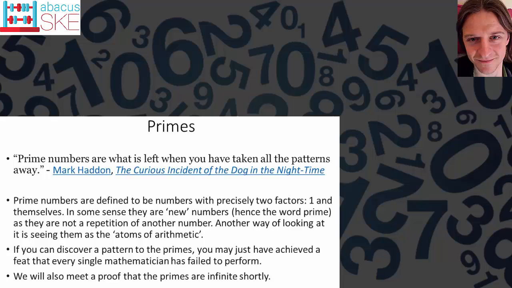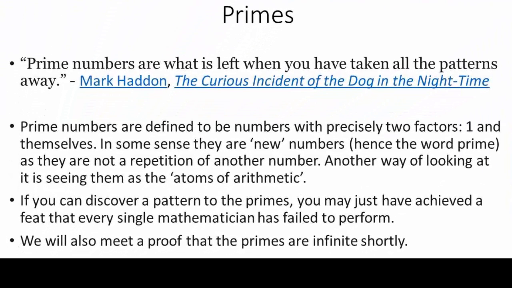So, let's have a look at this first quote, which is from a very famous recent novel called The Curious Incident of the Dog in the Night-Time, which I haven't read personally, but I'm aware that it's about an autistic boy who is very keen on numbers, and he famously remarks in the novel that prime numbers are what is left when you've taken all the patterns away. And what a marvellous description of prime numbers that is.